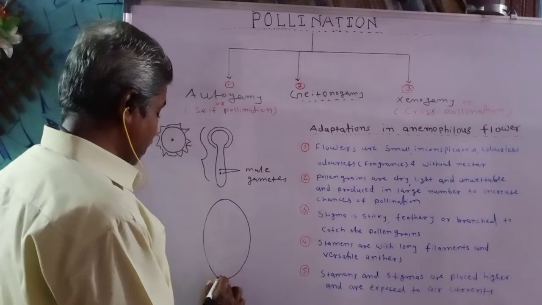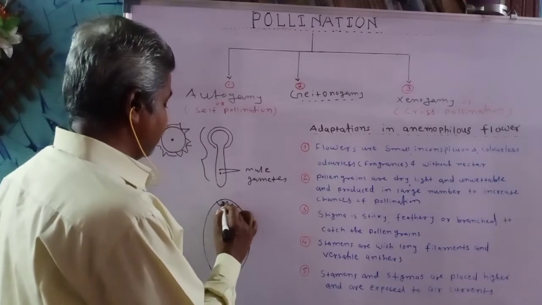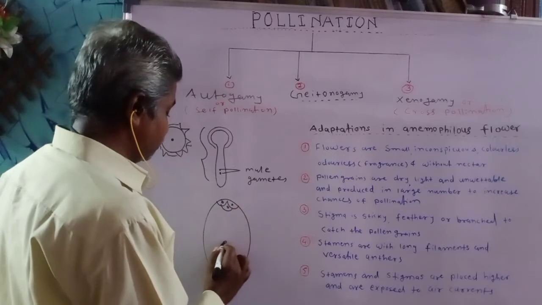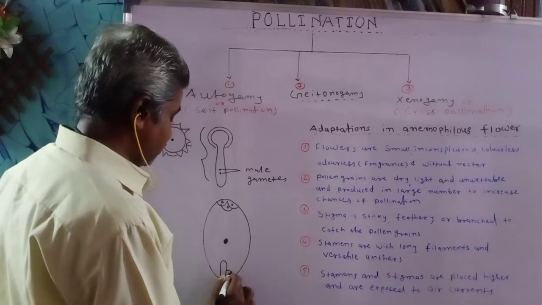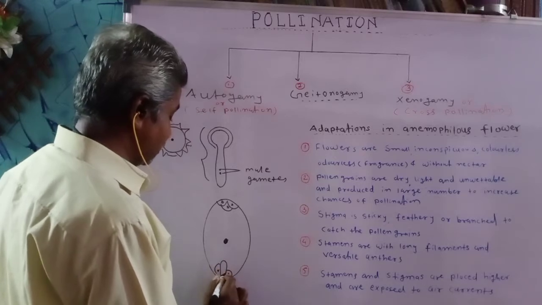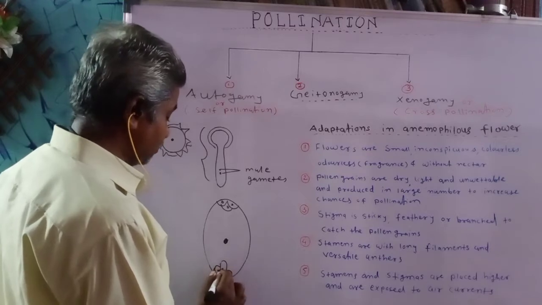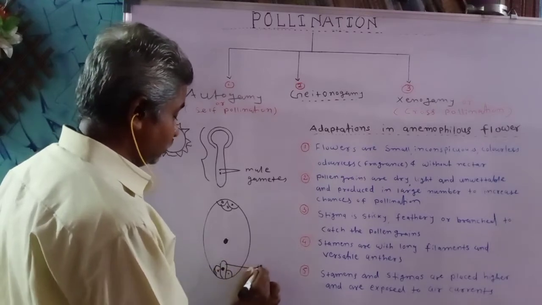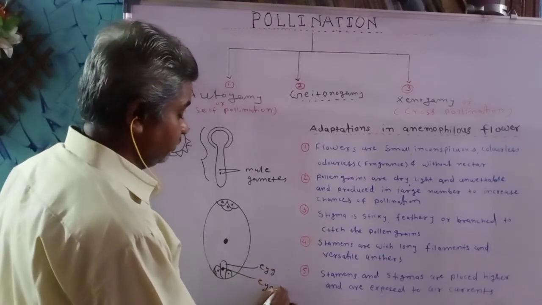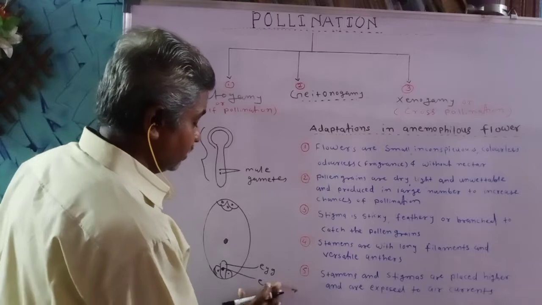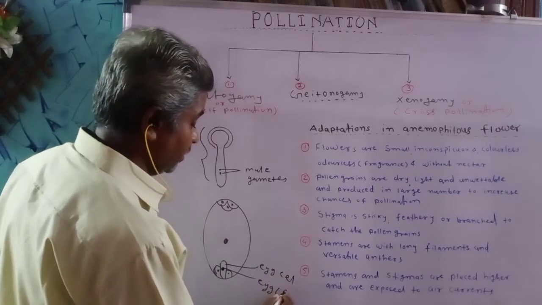Similarly, the embryo sac is a 7-celled 8-nucleated structure. In that structure, there is an egg apparatus, and in that egg apparatus there are 3 cells. The 2 lateral cells are synergids, and the middle cell is the egg cell. This egg cell contains the egg as a female gamete. Now this egg is called the female gamete.